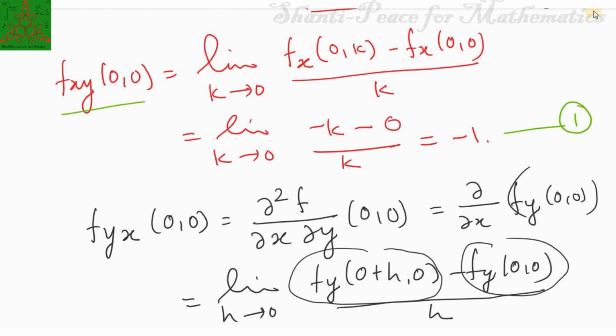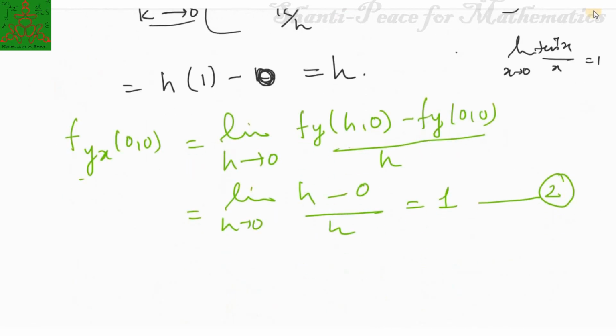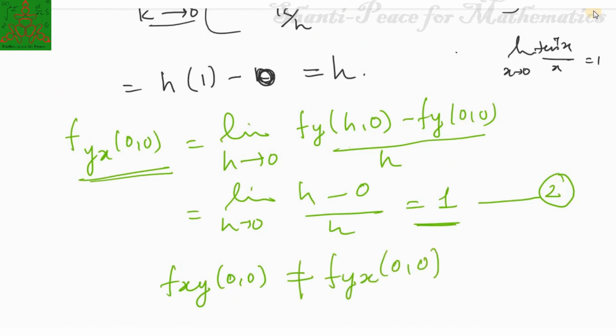So f_xy at (0, 0) is minus 1 and f_yx at (0, 0) is 1. So that's why f_xy at (0, 0) is not equal to f_yx at (0, 0). With this we can say that the mixed partials are not equal in general.